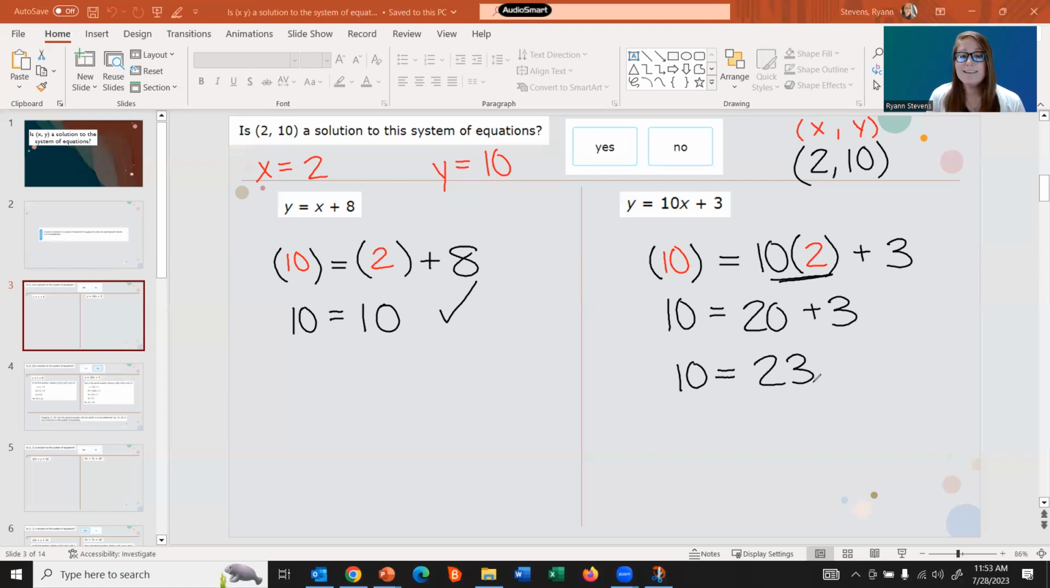Now, looking at this, 10 is not equal to 23. This is not a true statement. This is actually false. 10 will never be equal to 23. Because substituting this ordered pair into the second equation did not result in a true statement, this means that no, this ordered pair (2, 10) is not a solution.